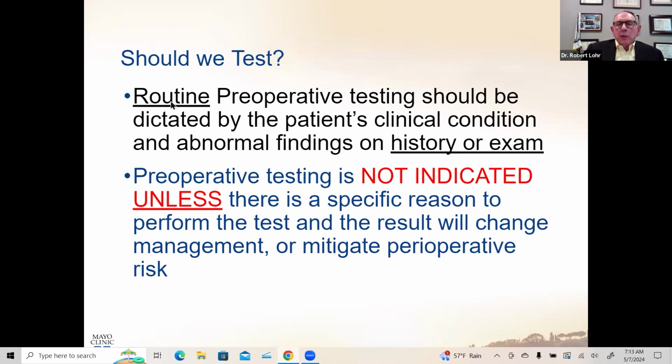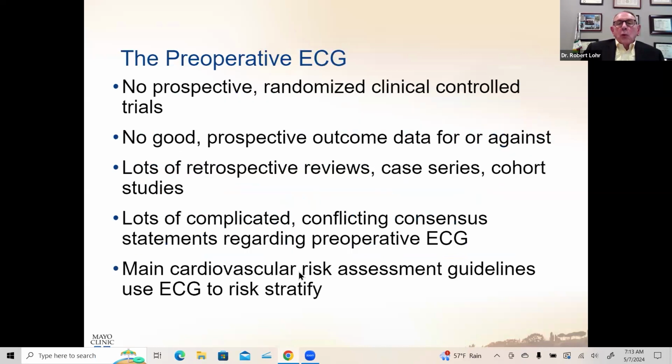Routine, that means everybody gets a test, no matter what the operation is, what their condition is, should be dictated by the patient's clinical condition and abnormal findings on history and exam. It is not indicated unless there's a specific reason to perform it, and it will change management or mitigate some perioperative risk. So let's talk about a few specific tests.